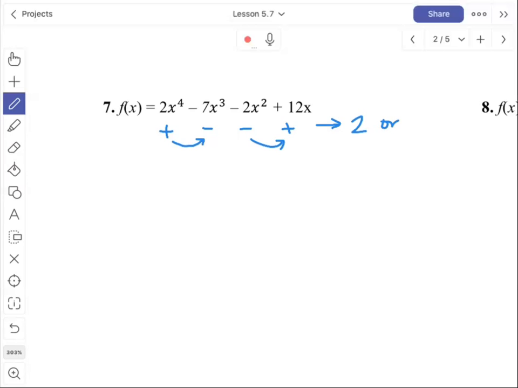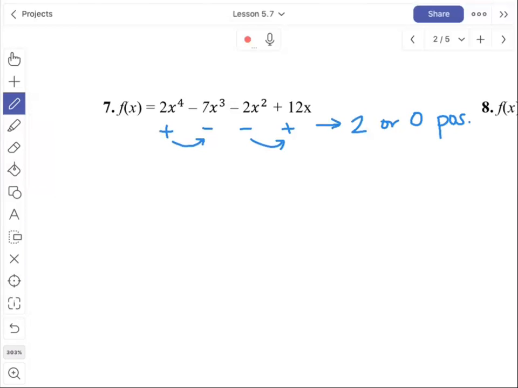So always subtract by 2. So 2 or what's 2 minus 2? 0. So 2 or 0 positive. Okay. All right, now Sebastian, to get the negative, what do I need to do?